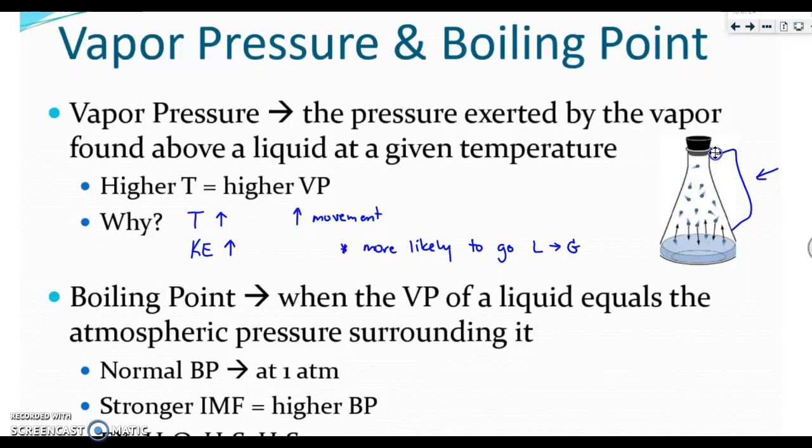When there's more gas molecules, they're more crowded. They're going to be hitting each other a lot, hitting off the sides of the container a lot, and pressure will go up.